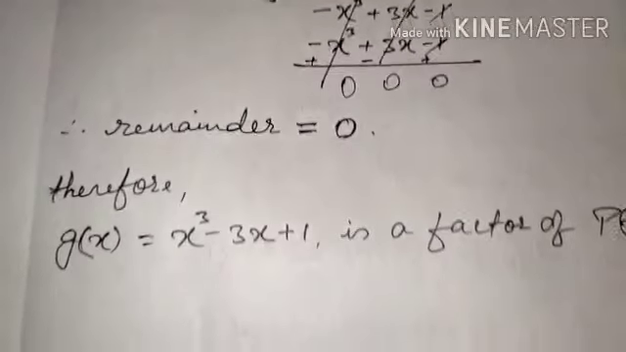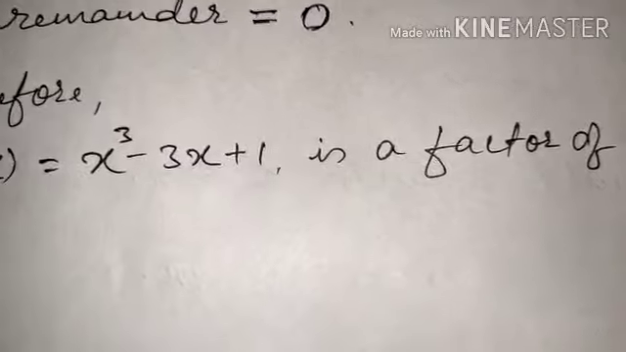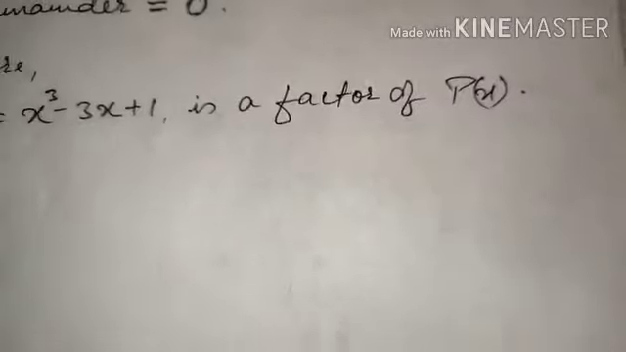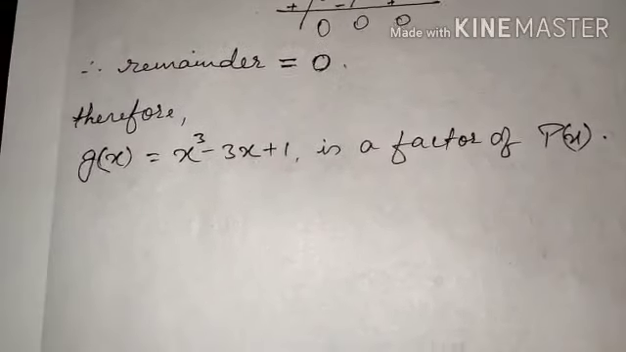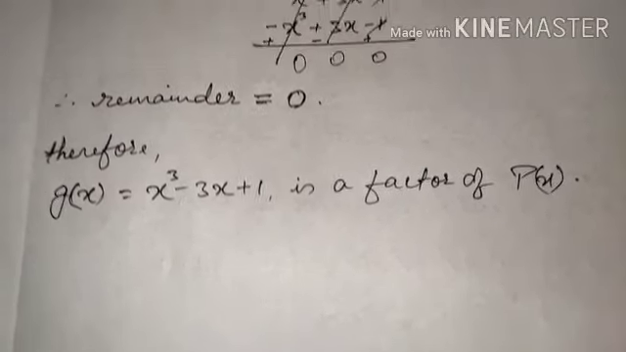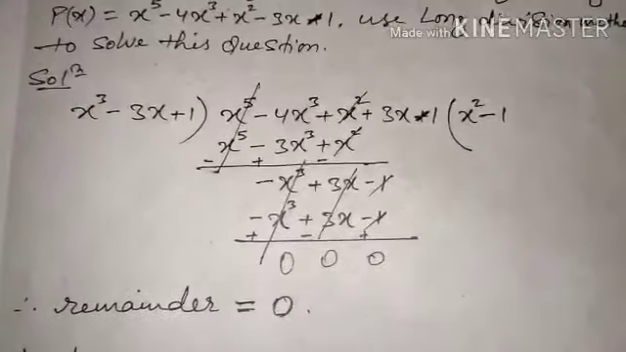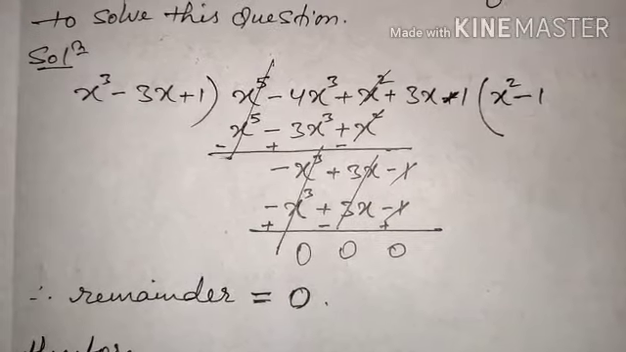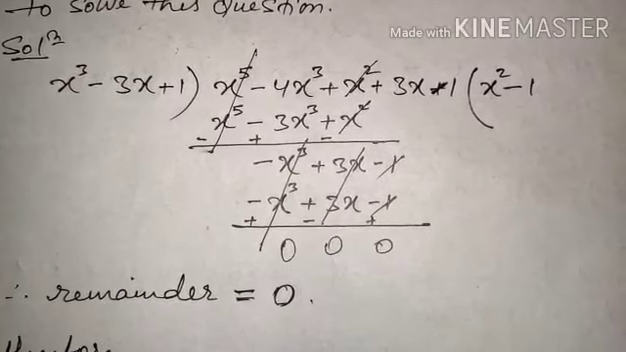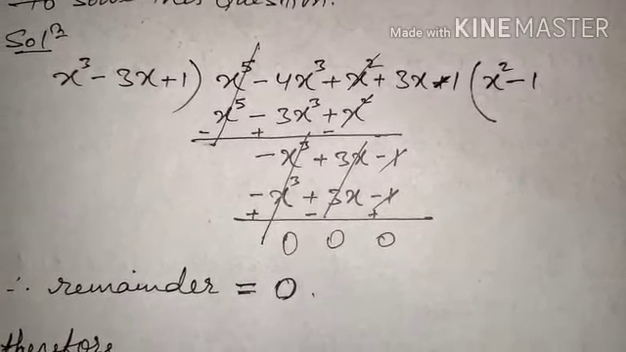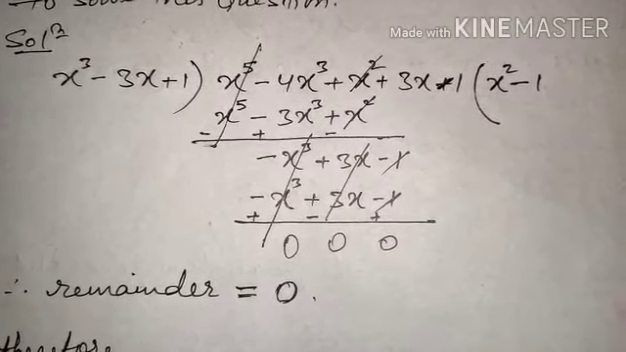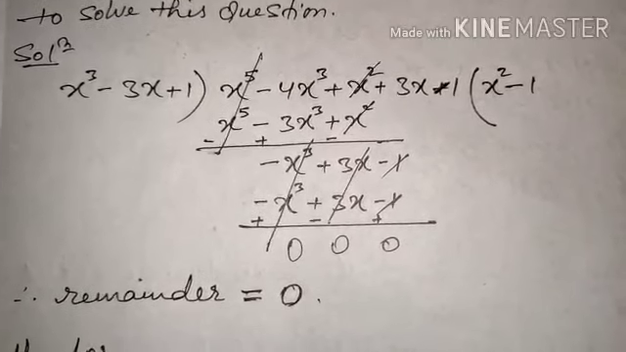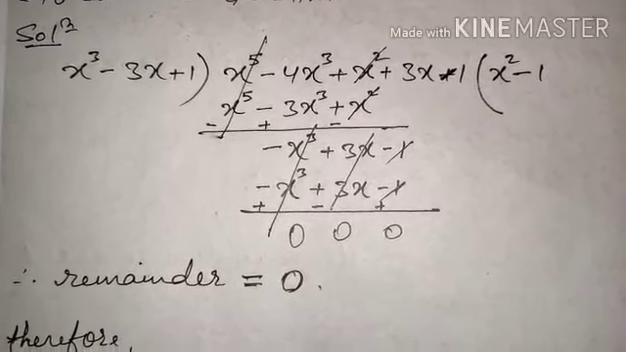So once the remainder is 0, therefore g(x) equals x cube minus 3x plus 1 is a factor of p(x). I hope this must be clear to you all. This is a very easy thing. If you still have any problem in the division of polynomials, then you need to practice it more and more, my dear. Use the problems which I am solving in the videos, see them again and again, and first try to learn the division of polynomials, because with the help of division of polynomials you can solve many problems.